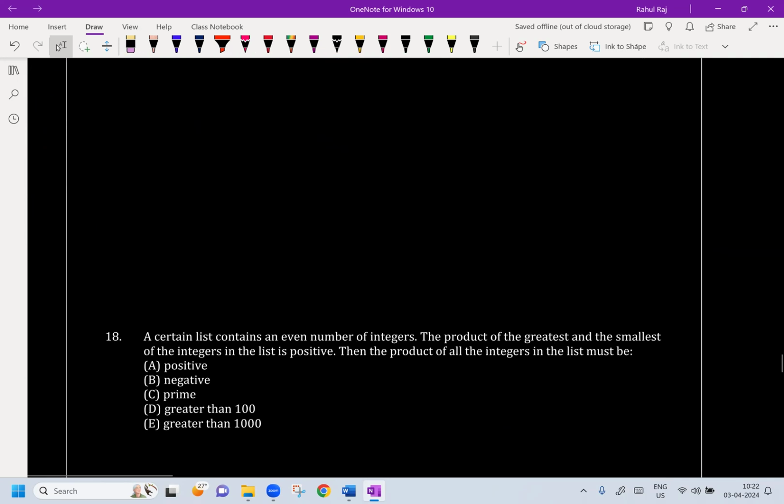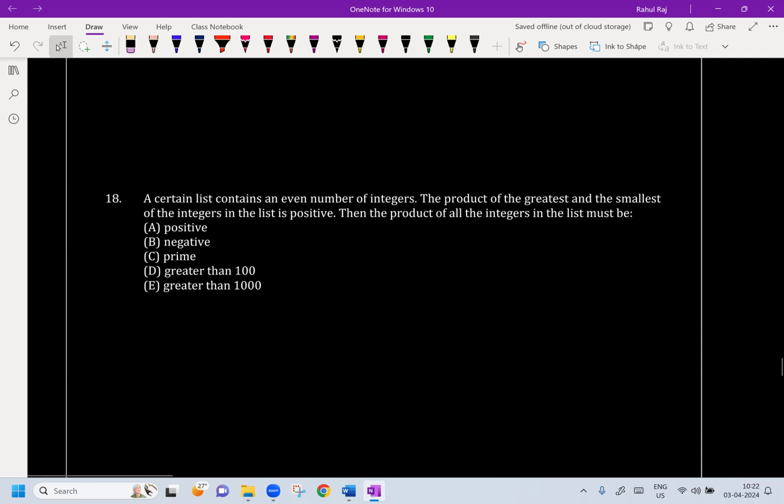Imagine if I ask you to do one question. Can we do this question? Now you don't need to read any theory to do this question. If you want, we can do this. A certain list contains an even number of integers. The product of the greatest and smallest of the integers is positive.